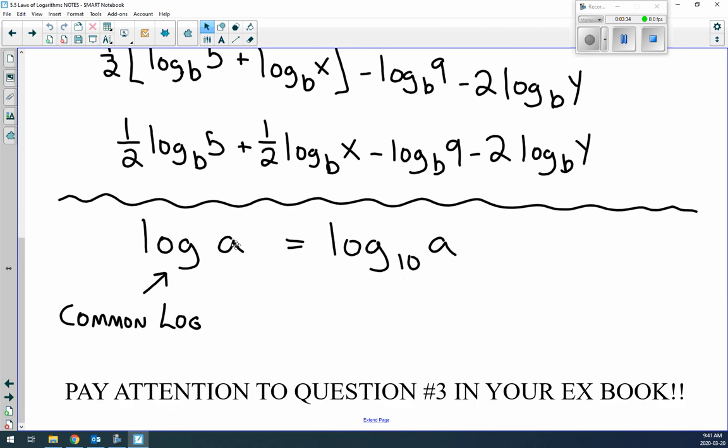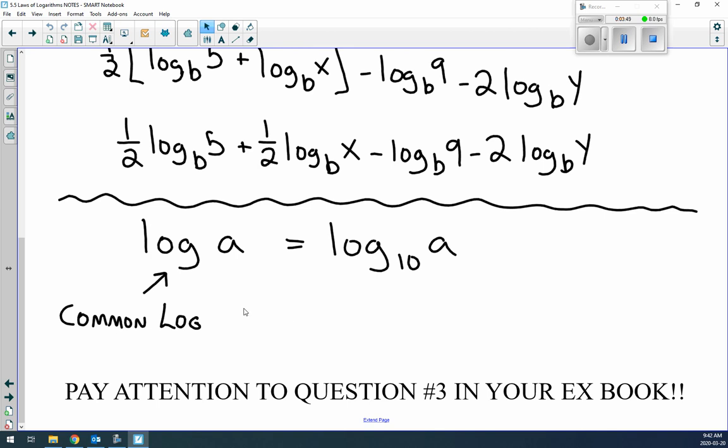Now, this is an interesting little note here. If you don't have any number down here, it's just log a, what it is is log base 10 of a. The 10 is already there, we just don't write it in. And that's a really common log. We do that all the time, so don't be surprised when you see that.